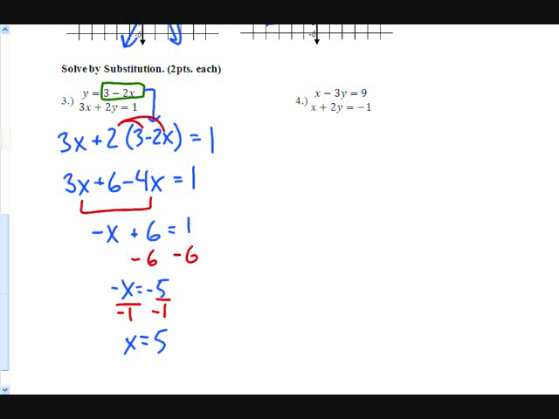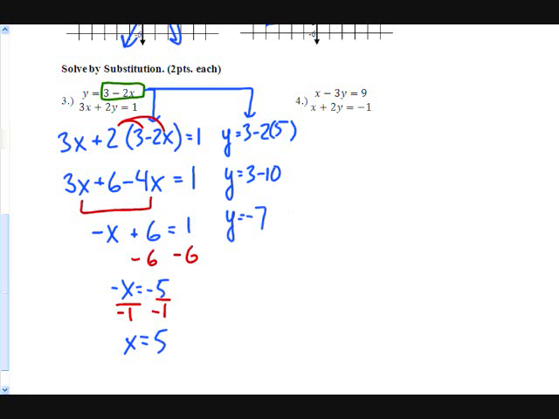I still have to find y, which means I need to go back to the original equation, the one that was solved for y, and plug this in. Let me scoot this over to give myself a little more space. I have y equals 3 minus 2x, but instead of x, I plug in what x is equal to, which was 5. So now I've got y equals 3 minus 10, so y equals a negative 7. Then once again, I can write that as an ordered pair, (5, -7). It's just a nice way to write my answer. Okay?